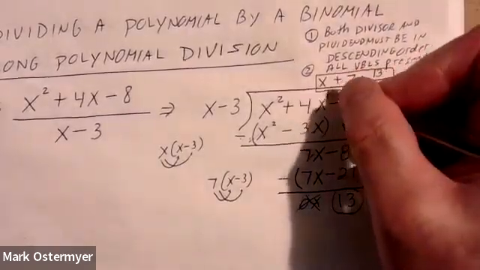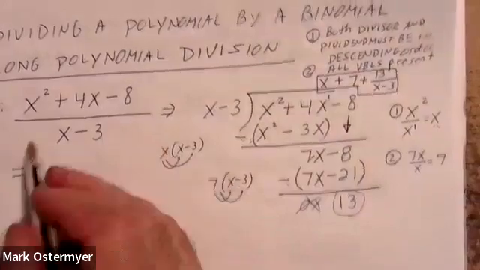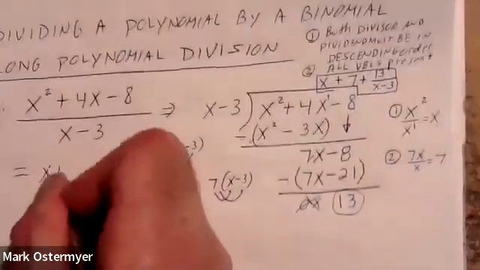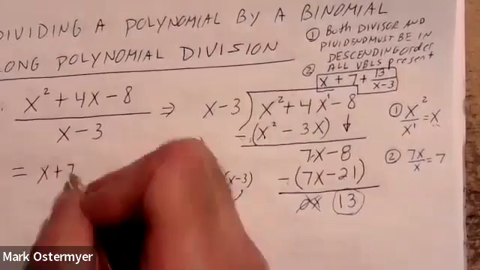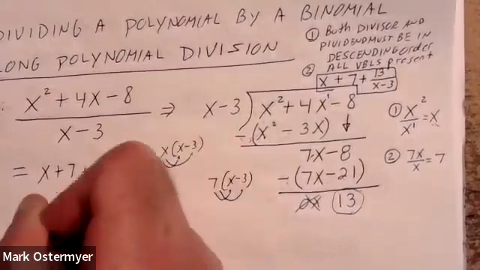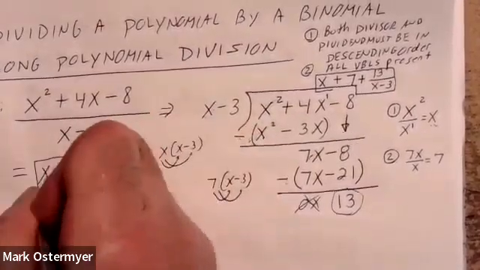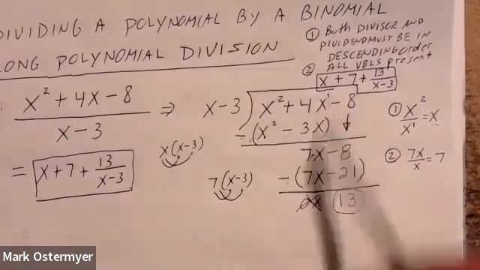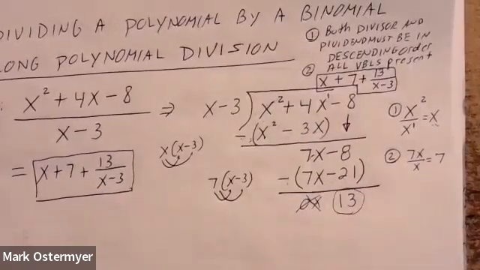This is your quotient. So ladies and gentlemen, after having divided this trinomial by this binomial, our quotient is going to be x plus 7 plus 13 over what? x minus 3. This is your answer. This is your quotient. That's called long polynomial division. And this requires practice to get good at this because there's a lot of steps. But with practice, you will perfect this. And then it just becomes very repetitious.